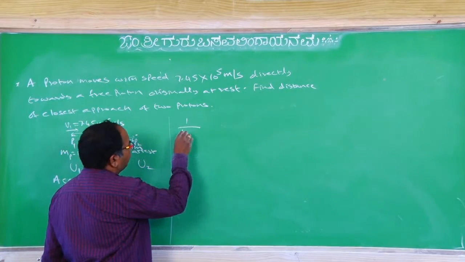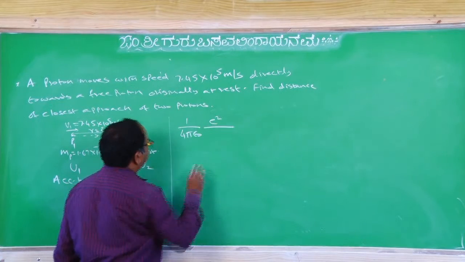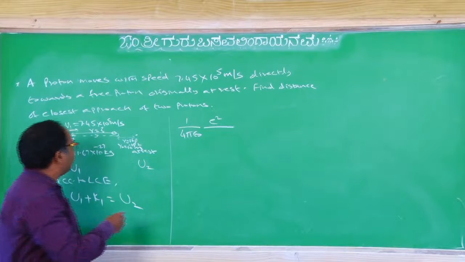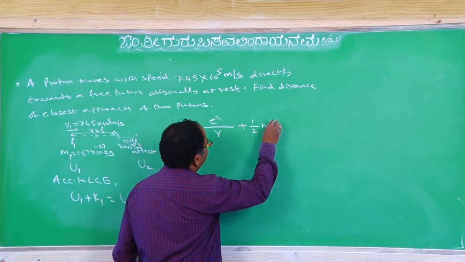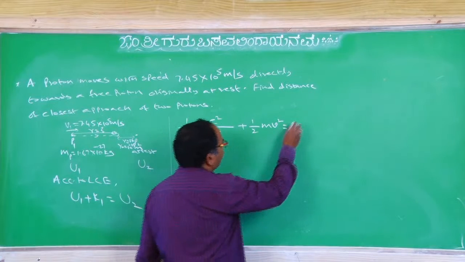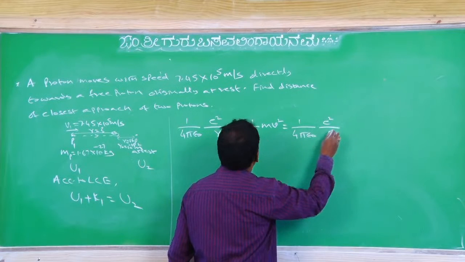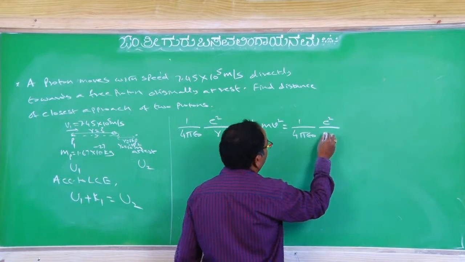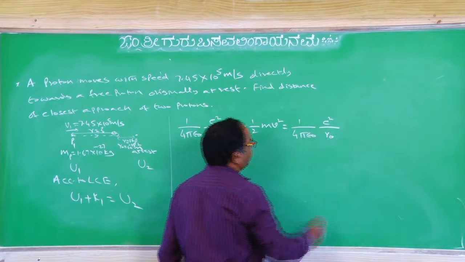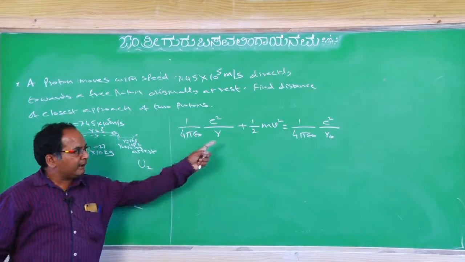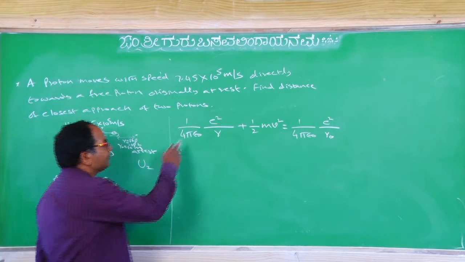So, here we may write U1, that is 1 by 4 pi epsilon naught, Q1 Q2, that is e square divided by the first distance R, plus half m v square, is equal to U2, which is 1 by 4 pi epsilon naught e square by R0. R0 means 1 Fermi. So, now are you able to find the R value or not? Closest approach.